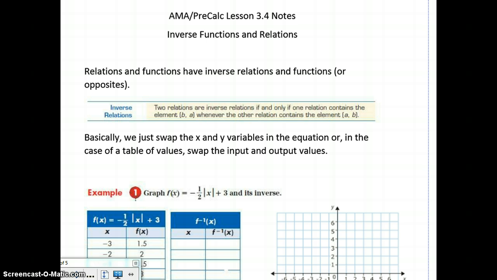Two relations are inverse relations if and only if one relation contains the element BA whenever the other relation contains element AB. And so basically what that means is that we're going to switch places with the variables in our problem. We just swap the x and y variables in the equation, or in the case of a table of values, we're going to swap the input and output values.